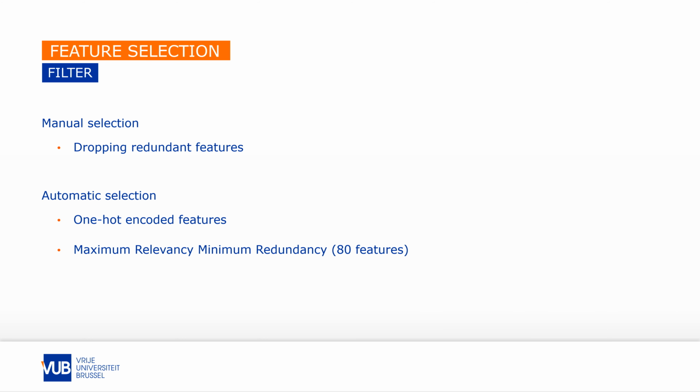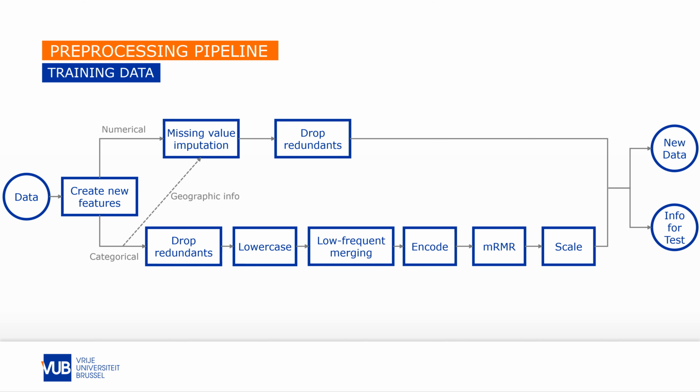As feature selection, we both did manual dropping of redundant features and performed the well-known mRMR on our one-hot encoded features to prevent dimensionality problems. We kept 80 features. Finally, our pre-processing pipeline. After creating the new features, we handle the numerical and categorical data separately. What is kind of important to note here is that we still need some categorical information to compute the geographic mean for numerical data. Also, all categories are converted to lowercase to prevent data entry mistakes involving casing.